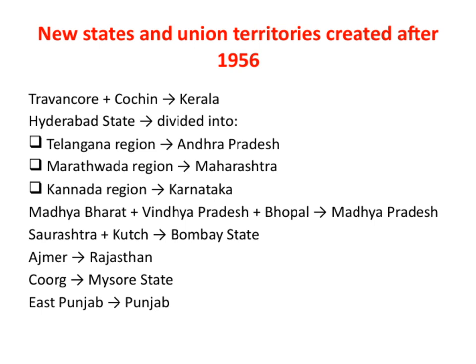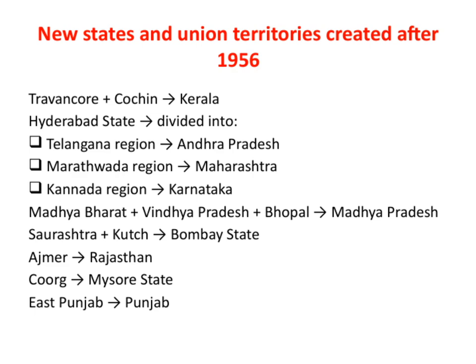Moving on, we see that Madhya Bharat, Vindhya Pradesh, and Bhopal came together to form Madhya Pradesh. The Saurashtra and Kutch regions merged into the Bombay state, which later evolved into Gujarat. Ajmer was incorporated into Rajasthan, and Coorg, which had a unique identity, became part of the Mysore state, now Karnataka. East Punjab was reorganized into the state of Punjab.